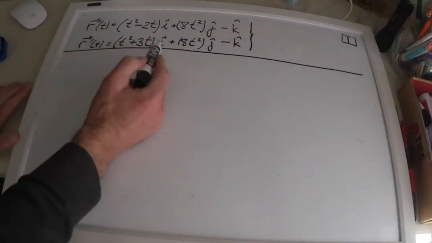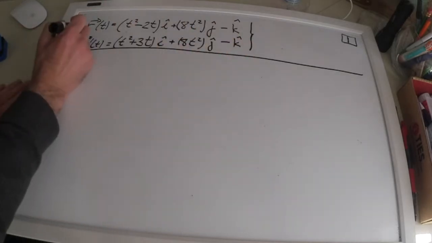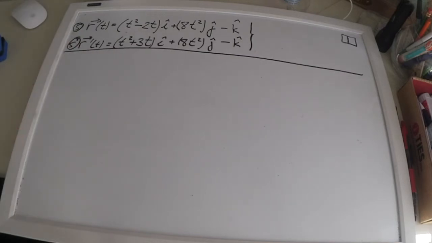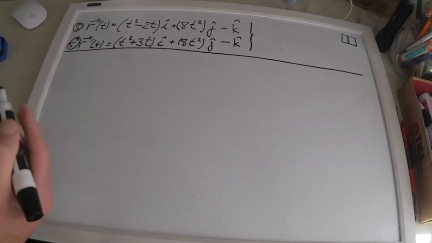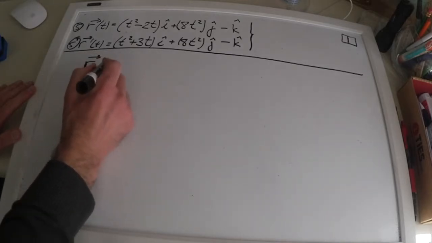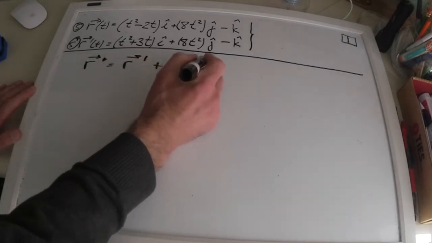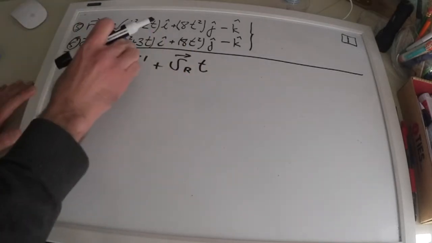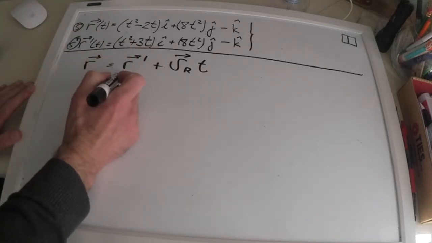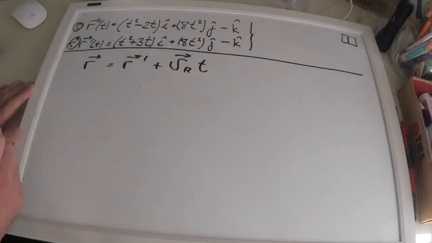So these two are the equations of motion of that particle as observed from one reference frame, the reference frame S, and this is as observed from the reference frame S prime. And from Galileo transformation equations, we know that r is equal to r prime plus the relative velocity times t. So the position as measured from one reference frame is the same as the position measured from the other reference frame plus the relative velocity between both reference frames times t.